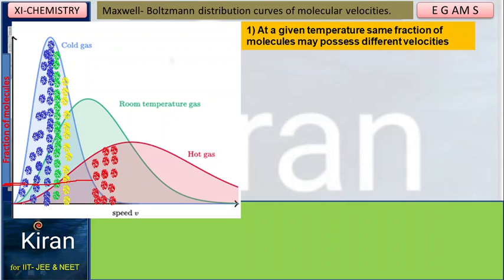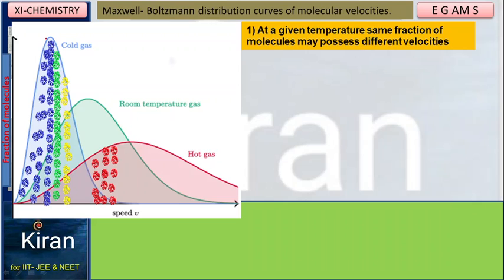This molecule is having this velocity, this molecule is having that velocity, these molecules are having these velocities. At the same fraction, all these molecules will possess different velocities. This molecule is having less velocity. Velocity is increasing from left to right. So different molecules have different velocities at a given temperature.